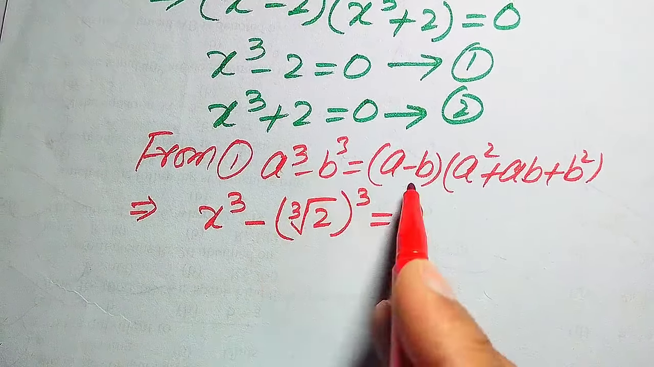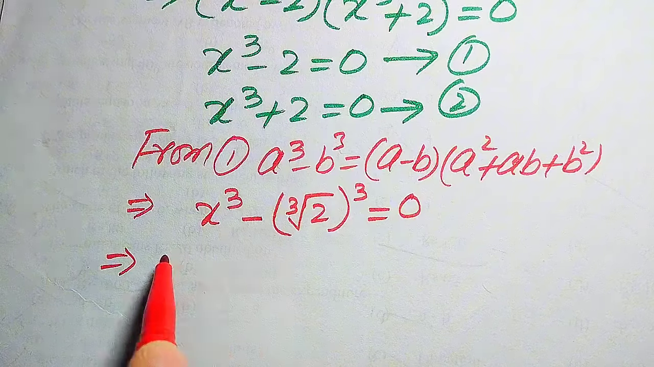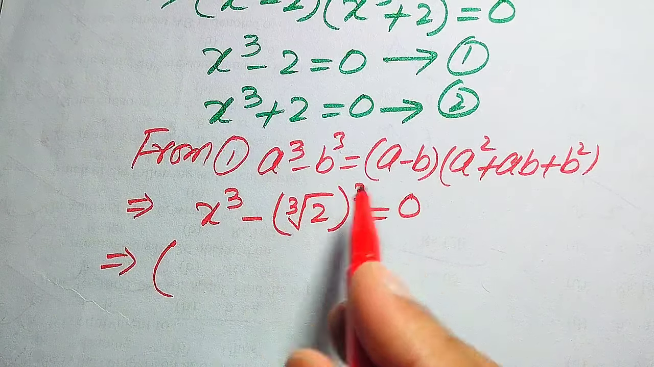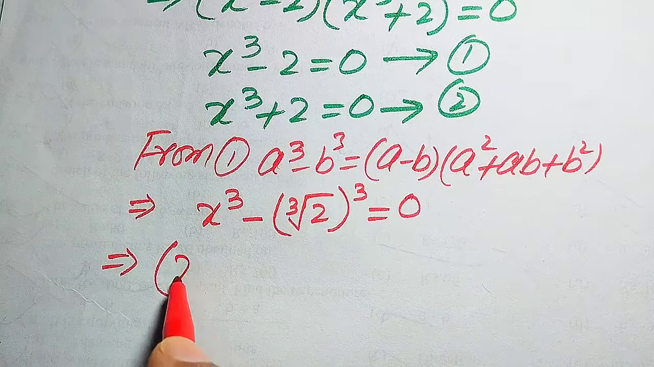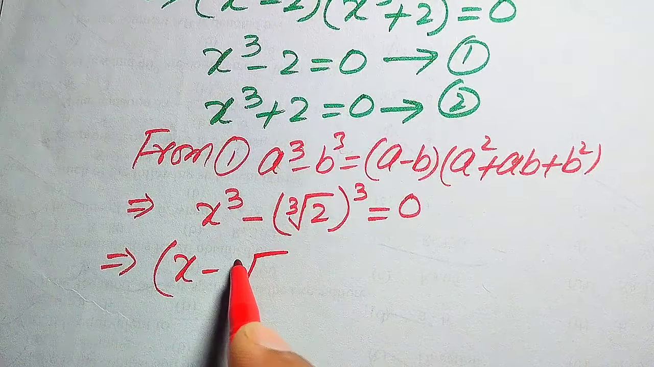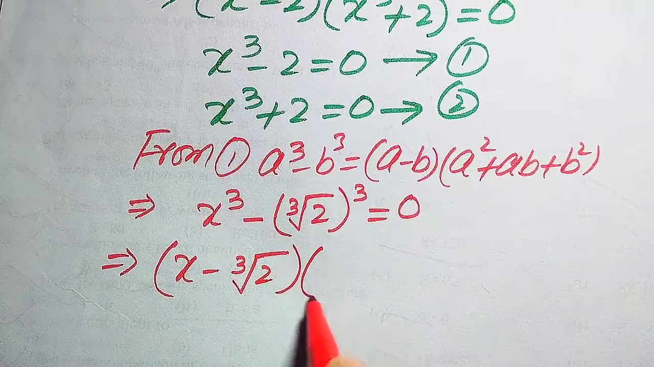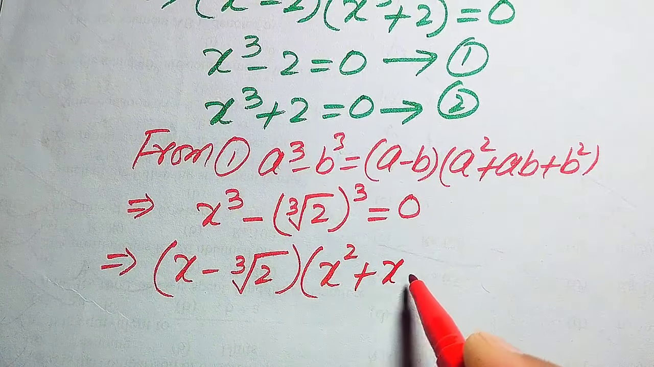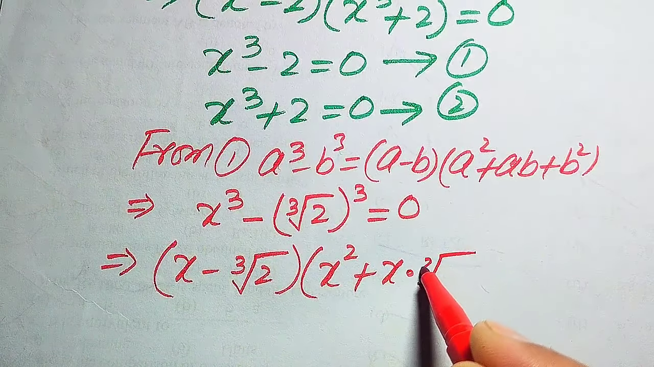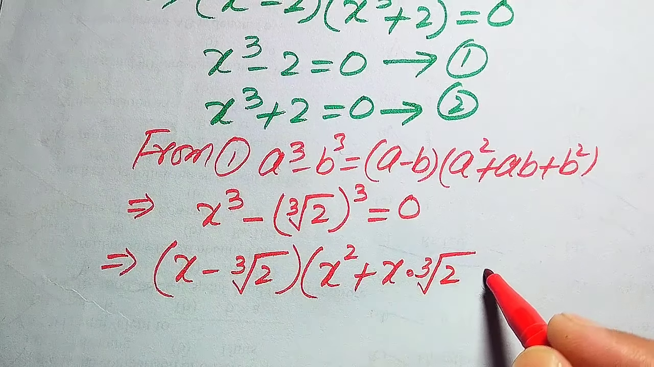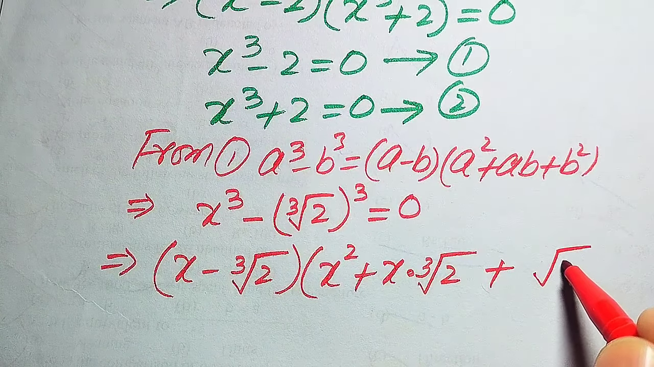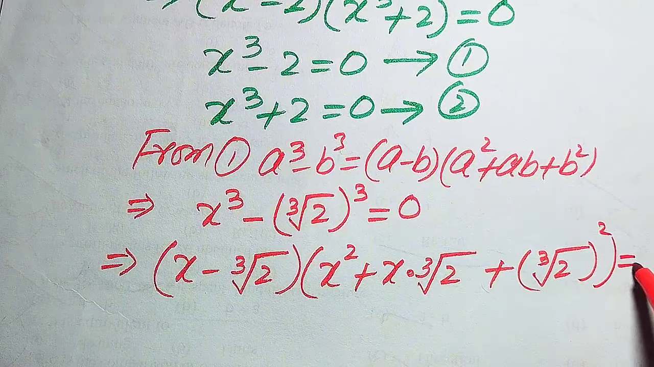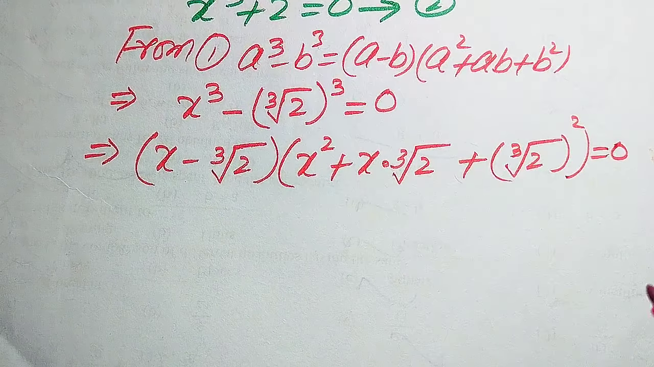So here we need to apply this formula. According to this formula, this is a minus b, where our a is x and b is the cube root of 2, times a squared, which becomes x squared, plus x times the cube root of 2, plus the cube root of 2 and its whole square, and this whole equation is equal to 0.